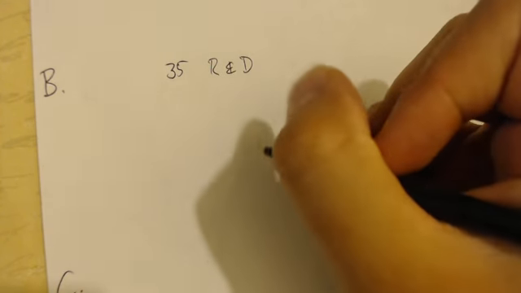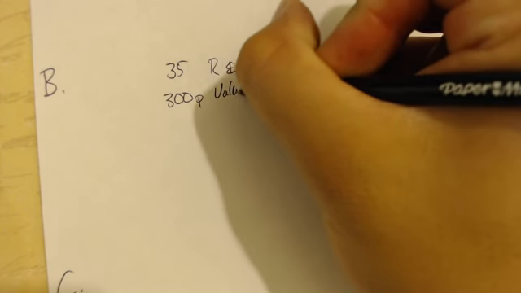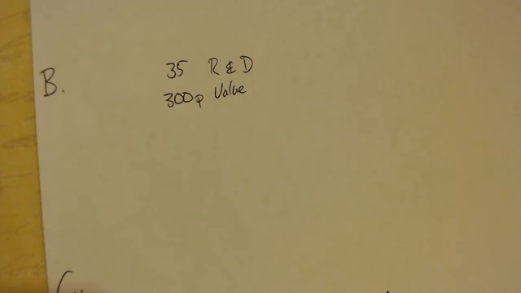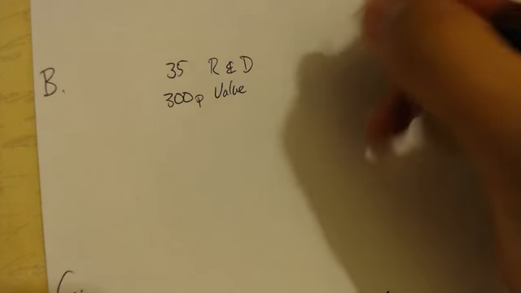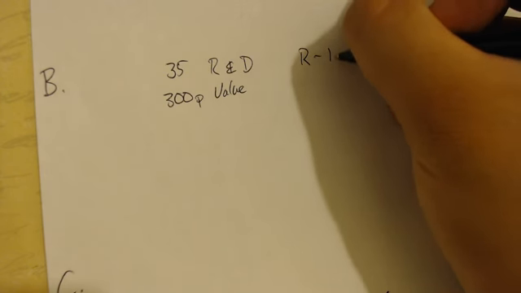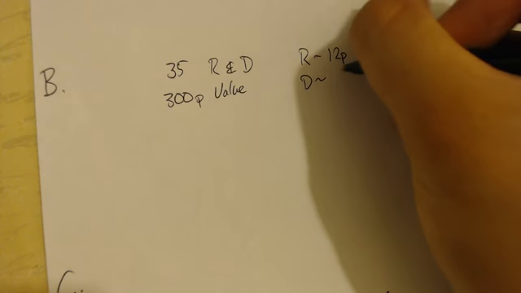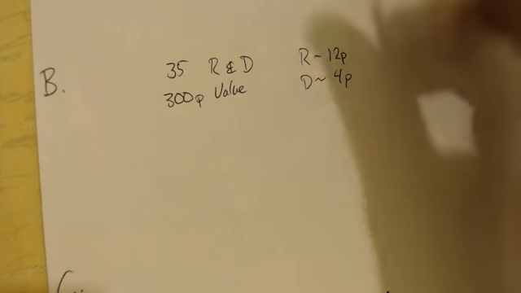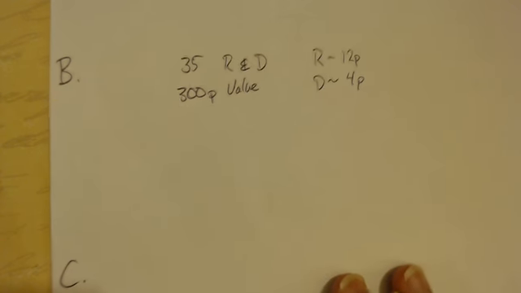So I'm going to come over here to my work page, and I'm just going to put down those notes, which is that there are 35 roses and daffodils. The total cost was 300p for the value. And then I'm also going to put some notes as far as the cost for a single item. So 1 rose costs 12 pence. And then 1 daffodil costs 4 pence. So now I can go ahead and start writing my equations.